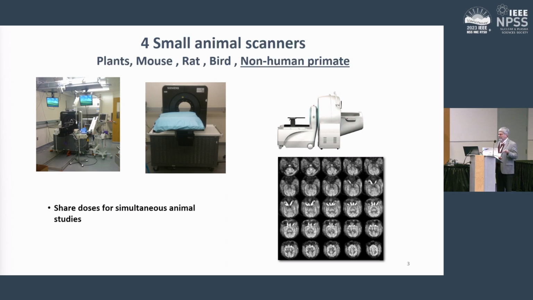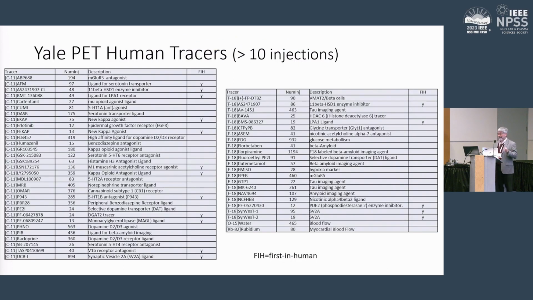But what makes our particular place pretty unique is that we do a lot of tracers. This is the list of every tracer we've done where we've done more than 10 human scans. I just queried my database for this one and listed the number of those scans. The column labeled FIH says first in human, and to the best of our knowledge, that was the first time that tracer was injected into a human being. So, lots and lots of new tracers.